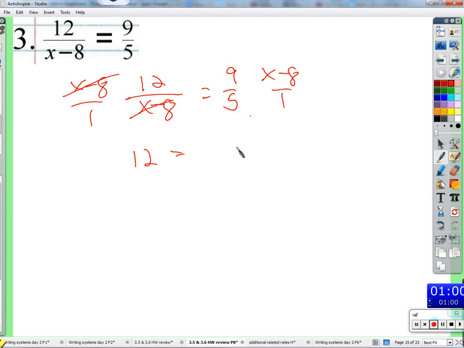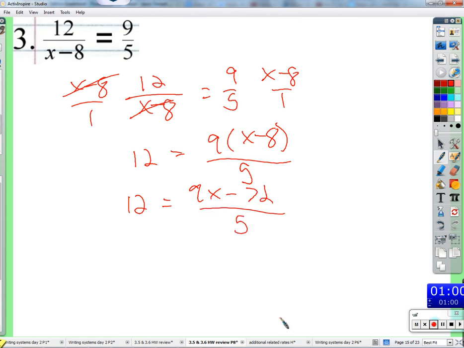Nothing really has any common factors here, so we have 9 times x minus 8. We'll have to distribute that 9, equals 5. You have to deal with that 9. You have to treat it like a parenthesis. Distributive property? Sure. 12 equals 9x minus 72 over 5. Just distribute. Oh, okay. No, that's it.